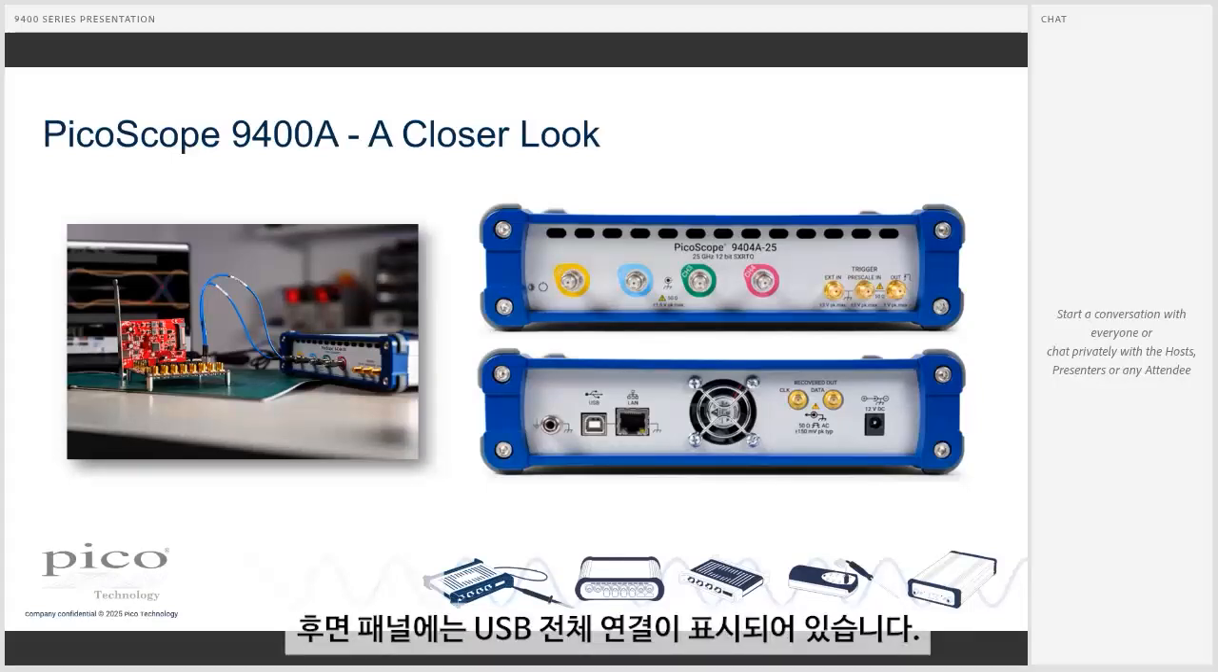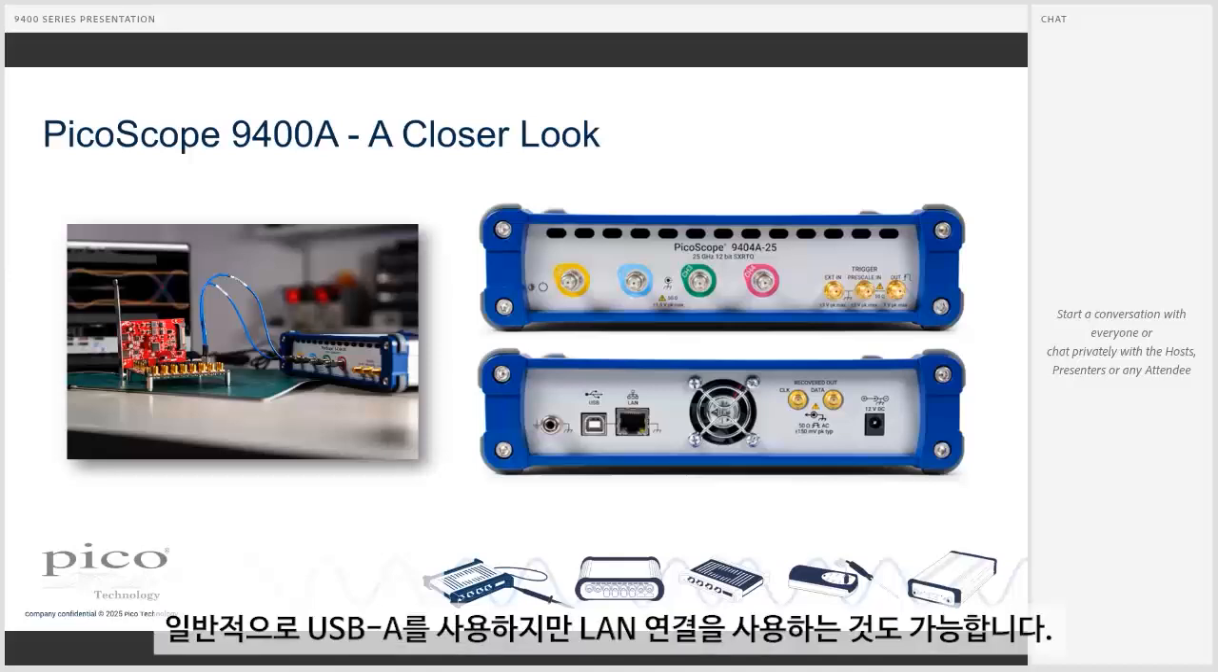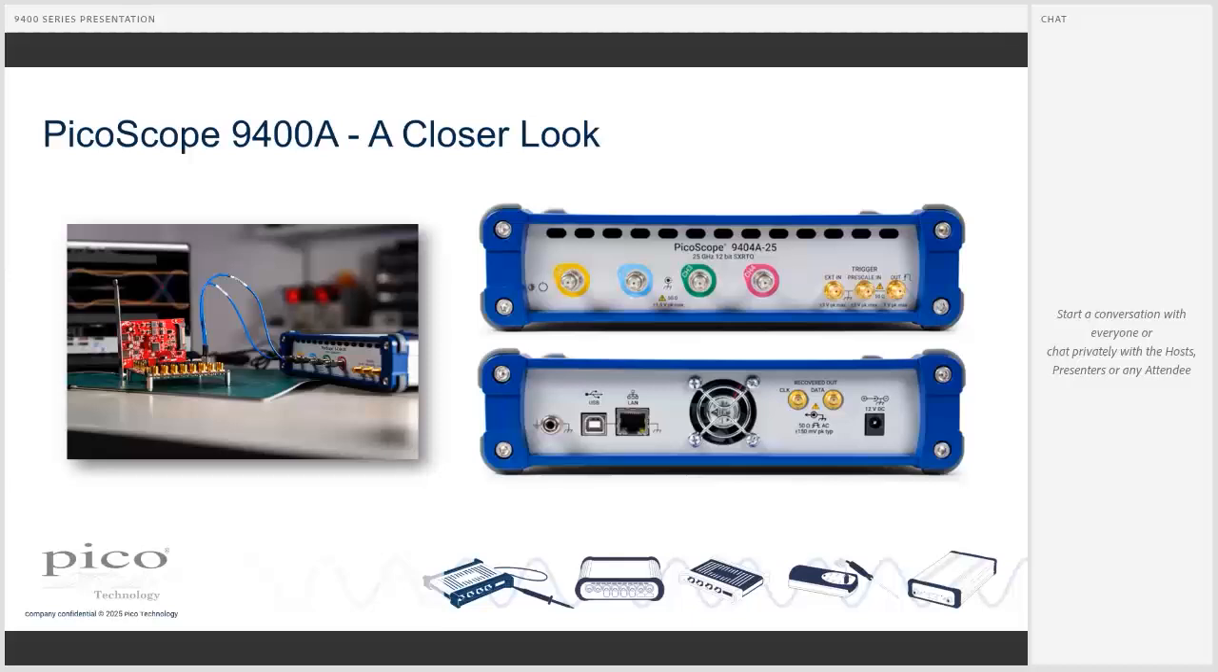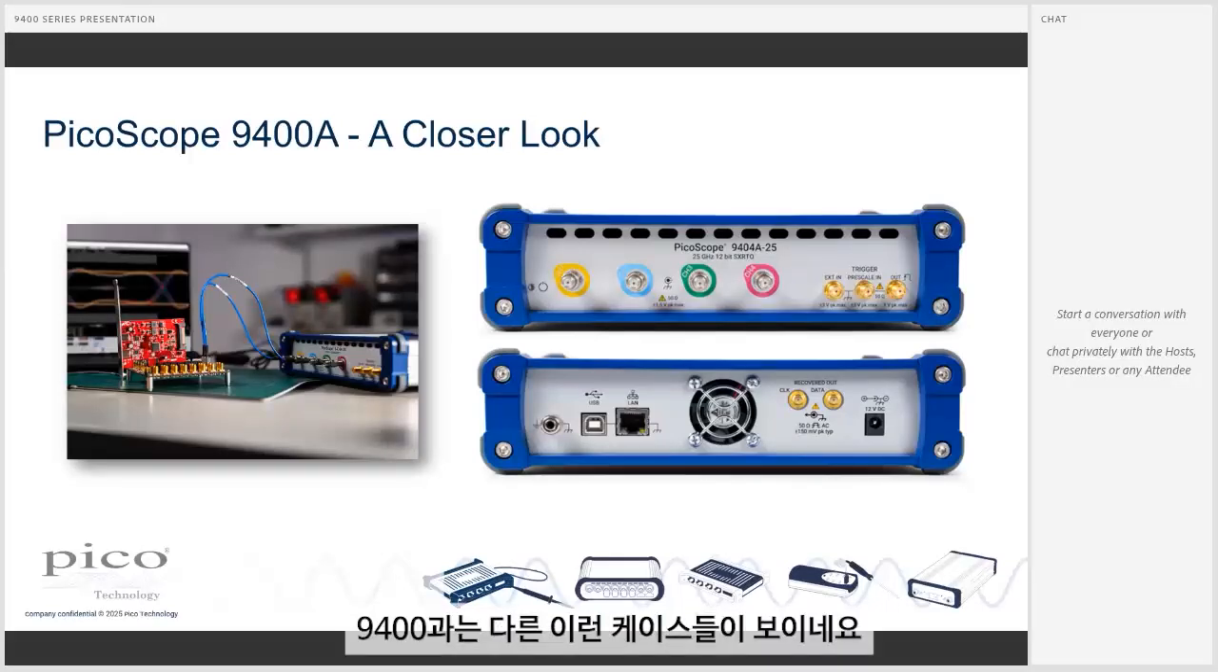The rear panel shows the USB or LAN connection. Typically we're using USB, but it's also possible to use LAN connection, and you can see recovered data and clock outputs together with the power supply. You'll notice the 9400A series case is different to the 9400 series.